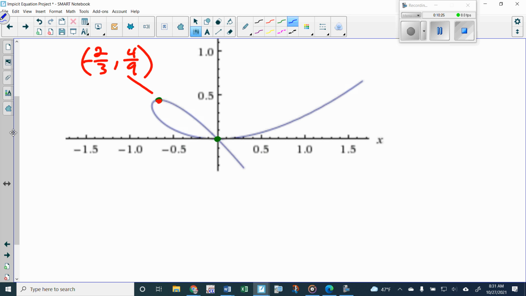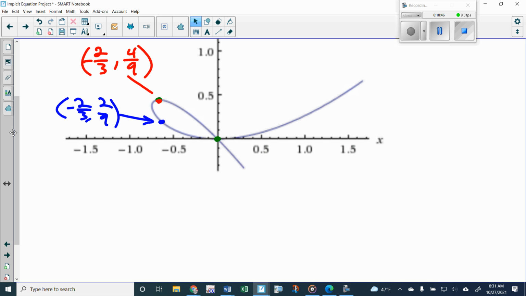Yes. The other one was negative 2/3, 0.22, which would be right here. This is negative 2/3, 2/9. Does that look like it's a horizontal tangent? No, it's a point on the graph, but it's not a horizontal tangent. So that is the last question, number 5.